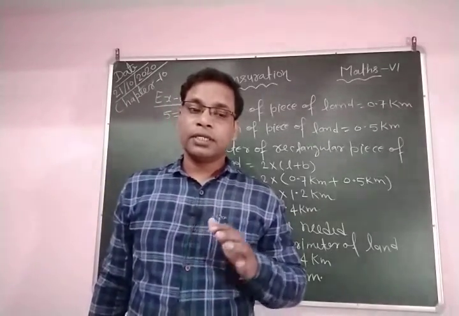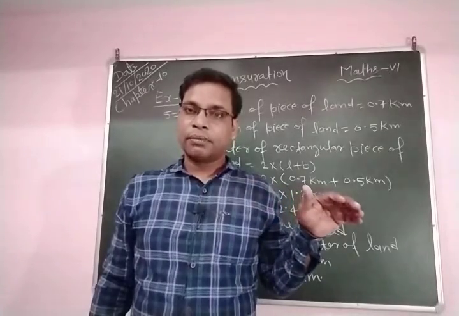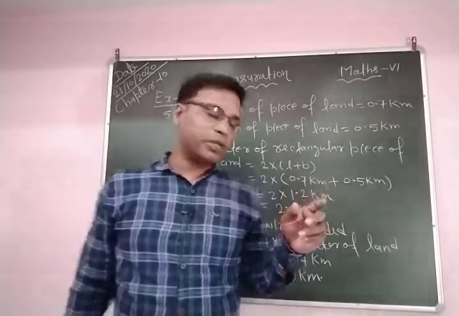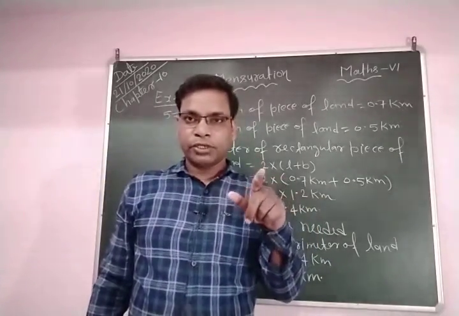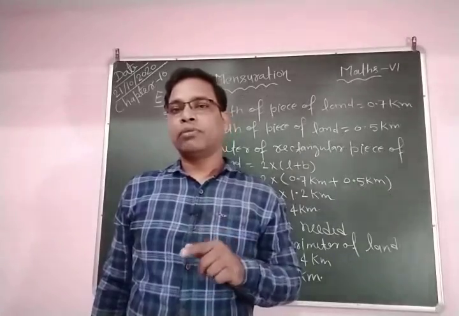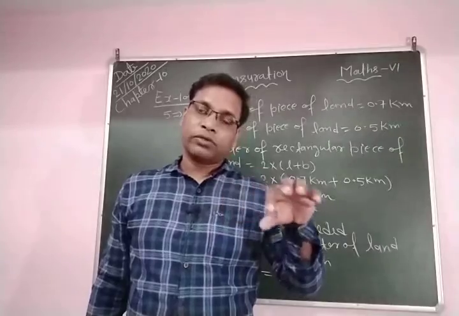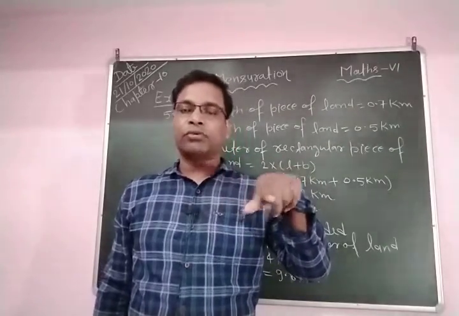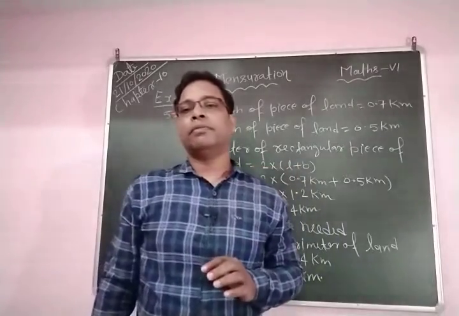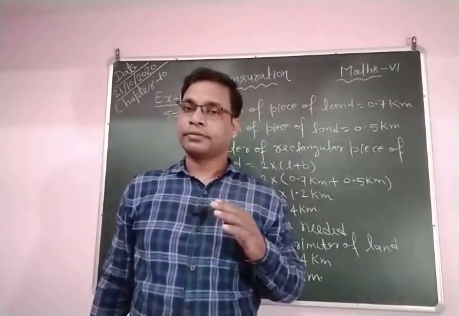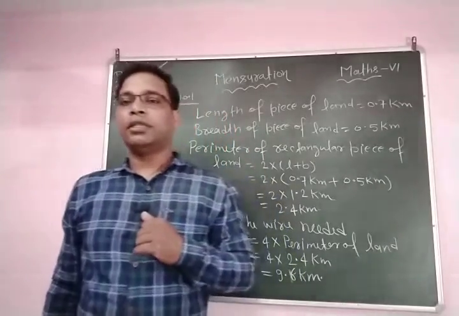So for this, the wire must cover the whole piece of land 4 times. The perimeter is 1 time around the piece of land. The perimeter is equal to 1 times the length of wire to cover the piece of land. But here, according to the question, it is fenced 4 times around the whole land. It means that if you multiply the perimeter of the rectangular piece of land by 4, then you find the length of wire needed.